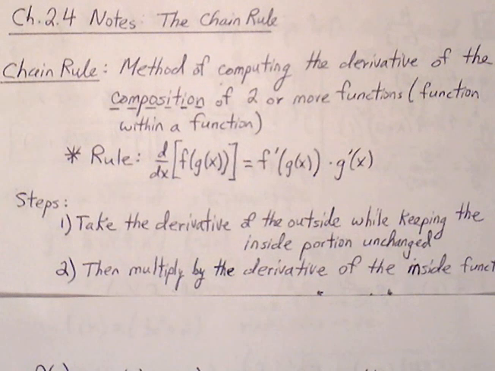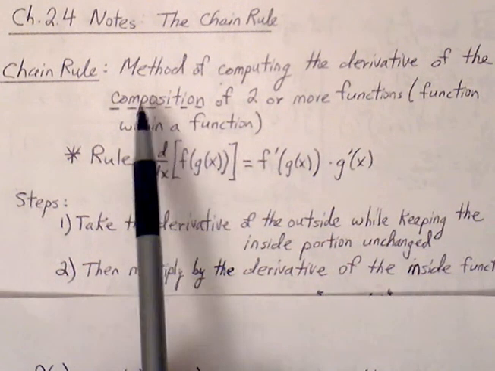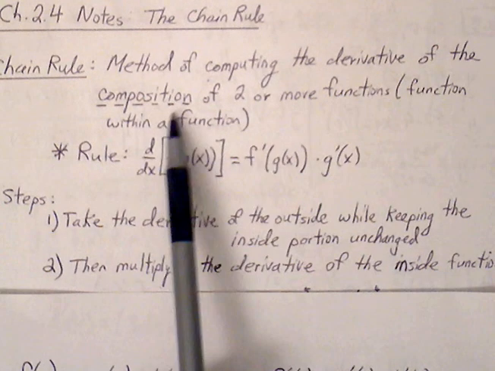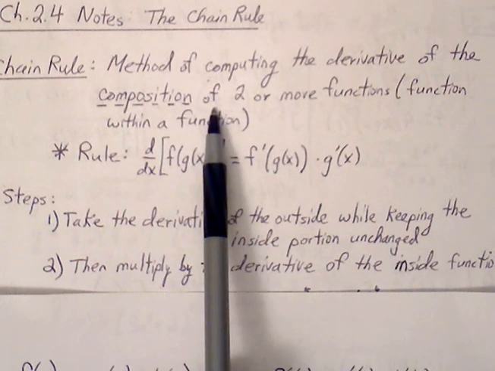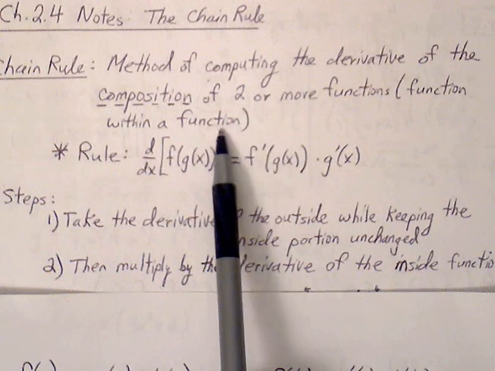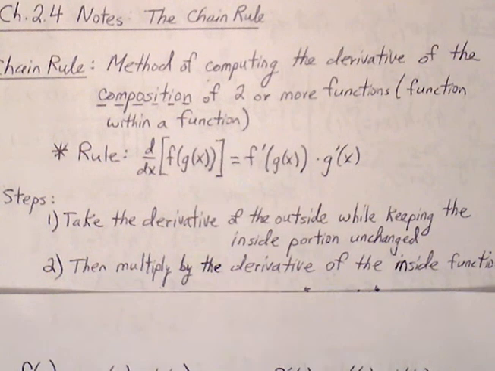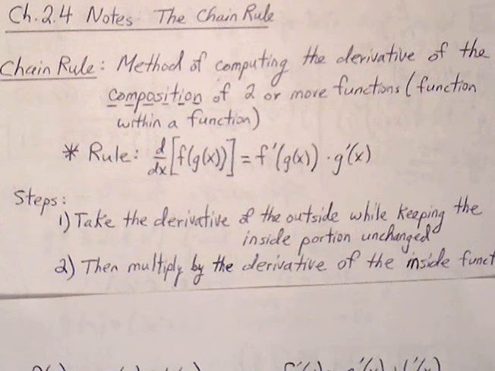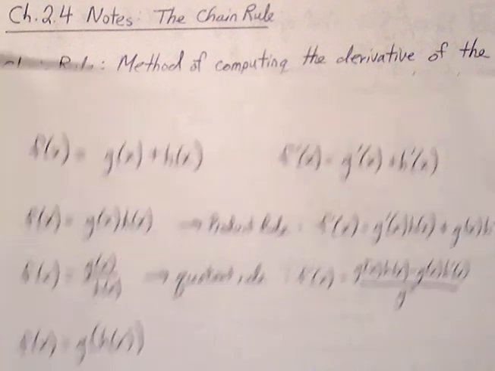Okay, let's go over notes for chapter 2.4. This is on chain rule. And just to read along here, chain rule is simply a method of computing the derivative of the composition of two or more functions. So basically a function within a function. But let's review some of the rules that we've learned in terms of finding derivatives.